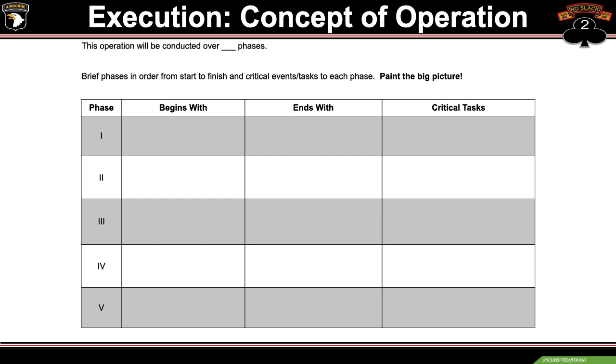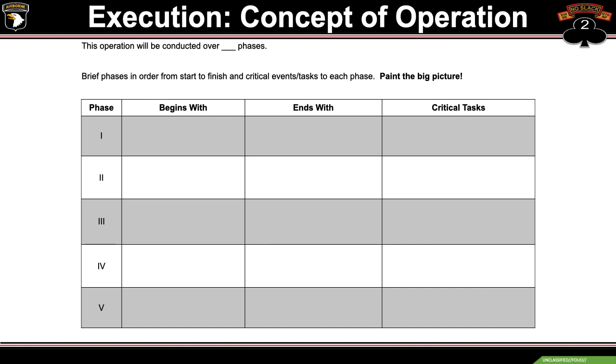And then here, the concept of the operation. So the operation will be conducted over blank phases. I'm not really sure here. It's showing 5, so this will be 5 phases. And you brief from what beginning and end and then a critical task. So this is painting the big picture. If you're telling a story, this is just the general what the chapters are.